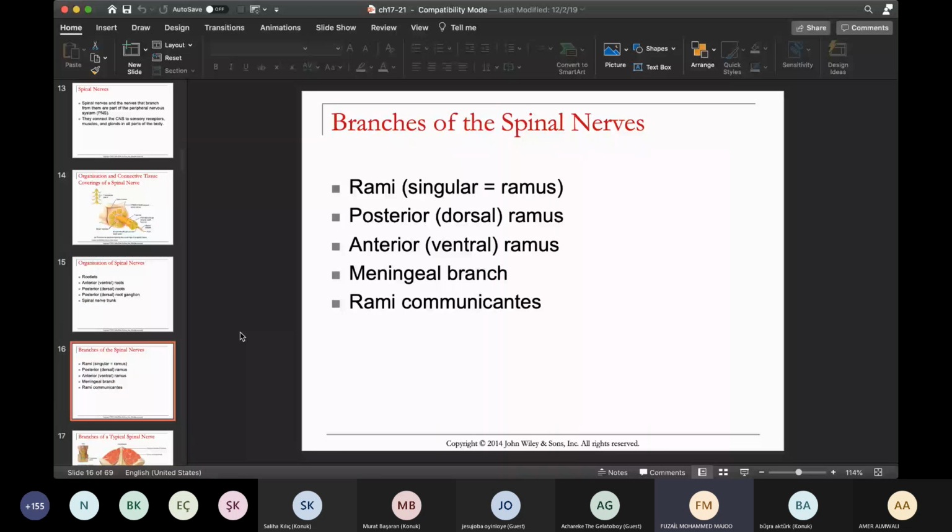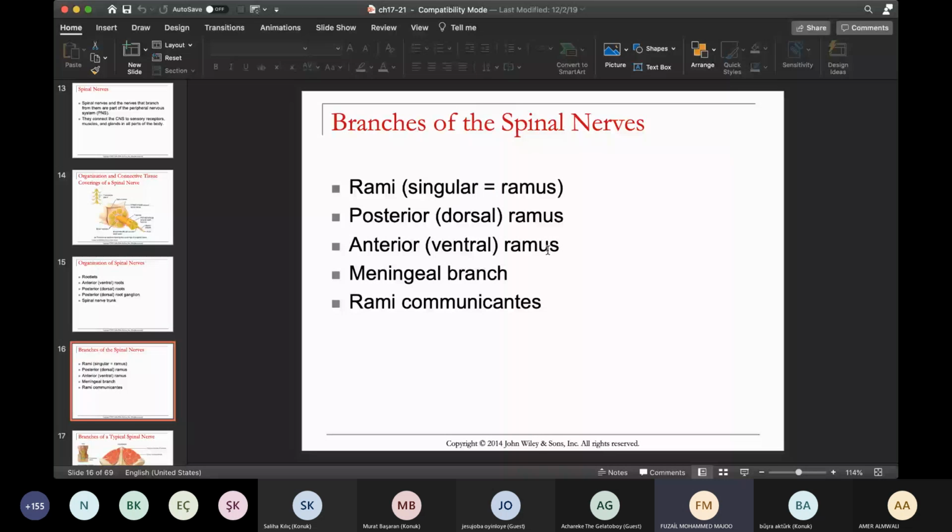Now, each large spinal nerve branch is named a ramus, okay, or rami would be plural. And so a ramus is going to end up following a specific course to different peripheral regions of the body. The two largest branches we have are the anterior or ventral ramus, and then of course the posterior or the dorsal ramus.